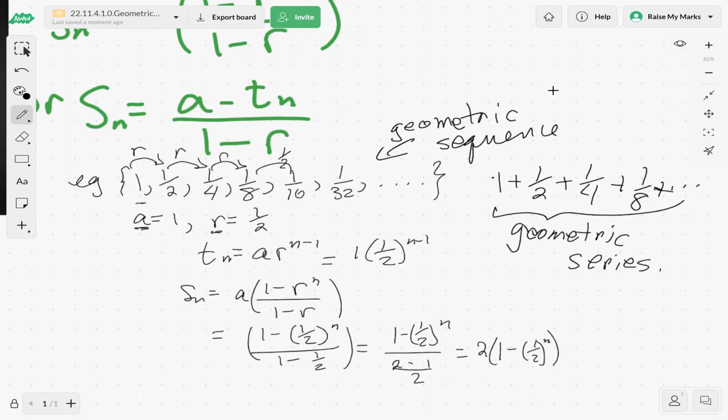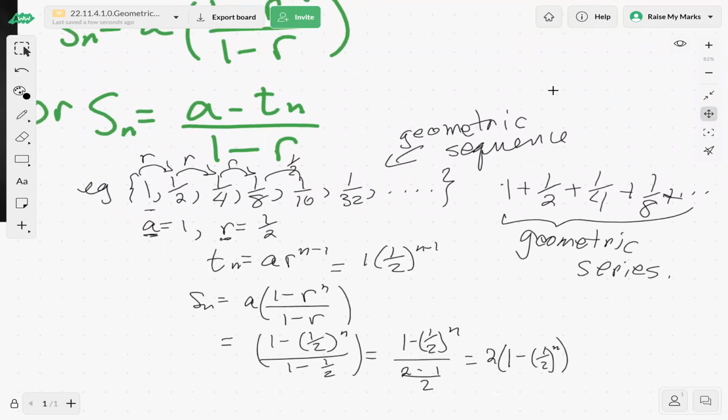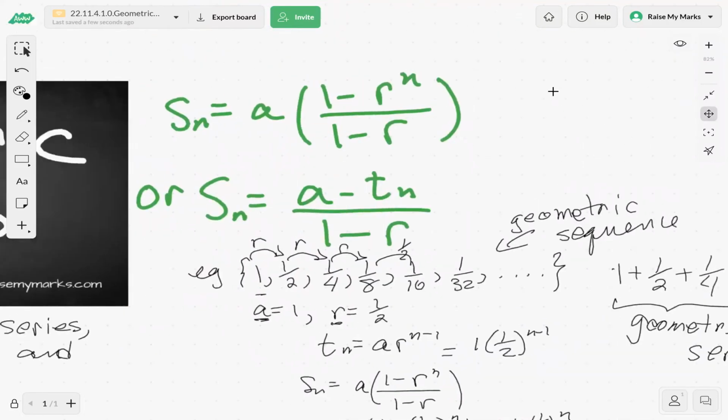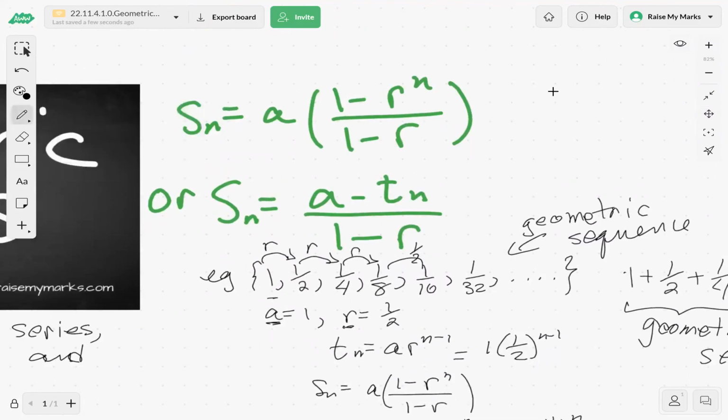And usually for a series, we're interested in the sum. Now, since it goes on forever, it's infinite, taking the sum of the entire series may not be practical. However, we can take the sum of the first n terms, and that's what we have here. So S sub n is the sum of the first n terms, and it is given by the following expression.